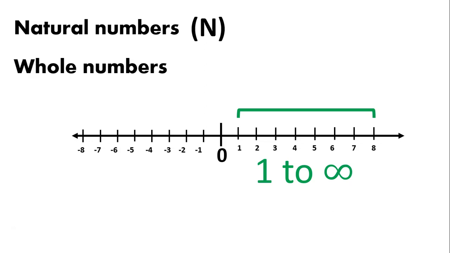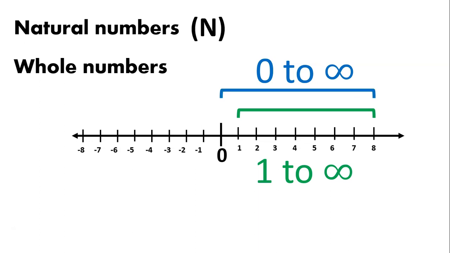Next, whole numbers. Whole numbers are the numbers from 0 to infinity, and in our number line, the numbers from 0 to the end are whole numbers. Unlike natural numbers, they consist of 0. Whole numbers are represented with the letter W.